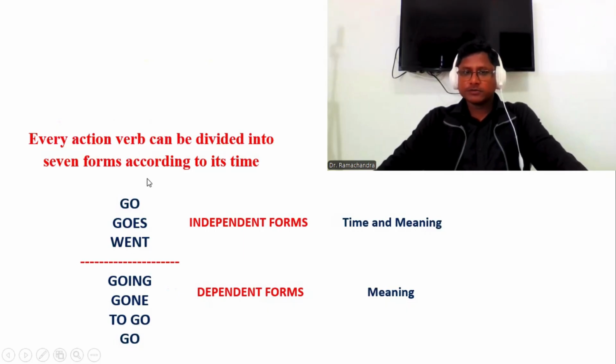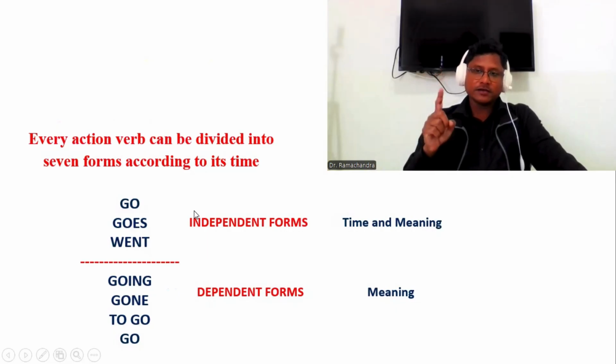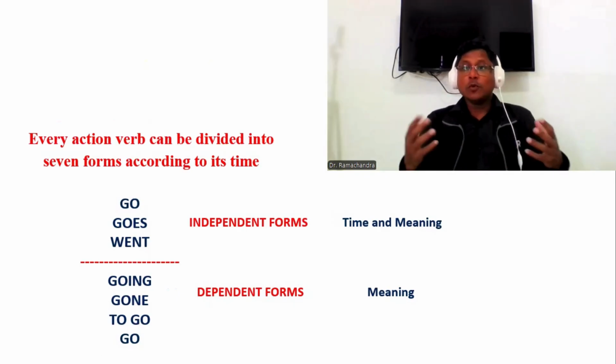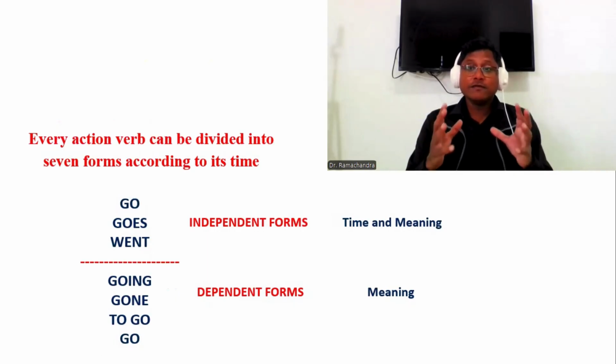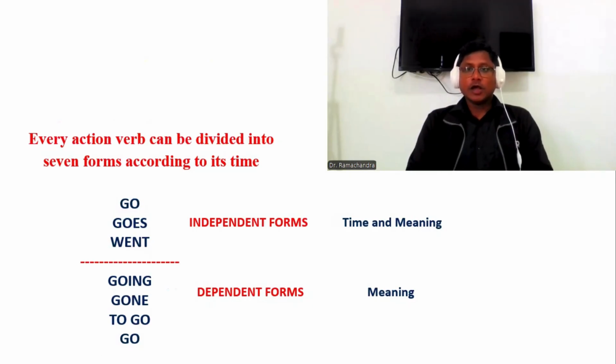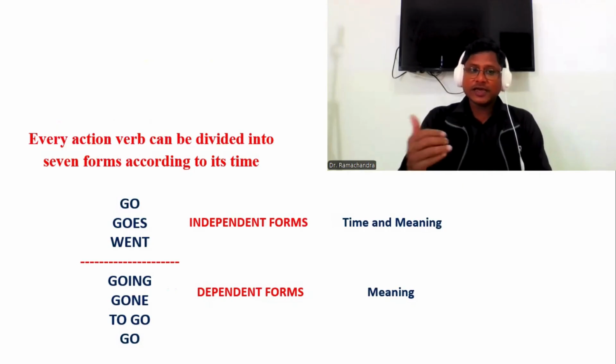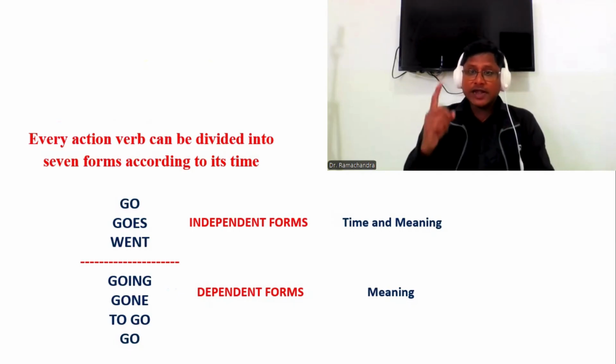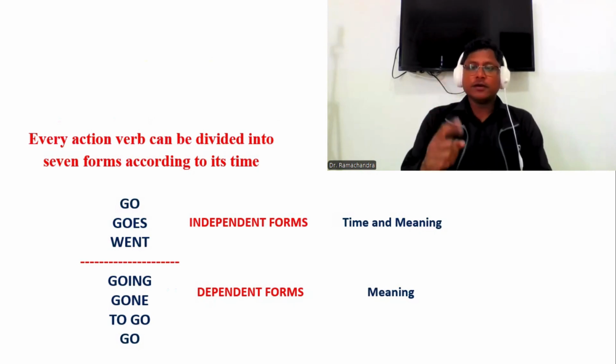When you look at these forms, you have an action. That means these 3 forms have meaning. At the same time, these 3 forms have time. What has time in English? Helping verbs have time. Auxiliary verbs show time. These are called auxiliary verbs or helping verbs. They tell you time. So these 3 forms never take any helping verb.